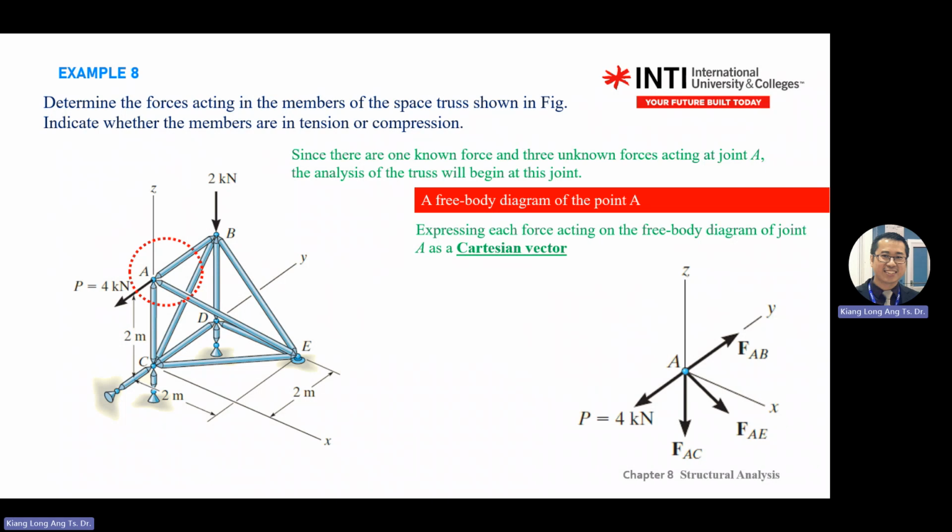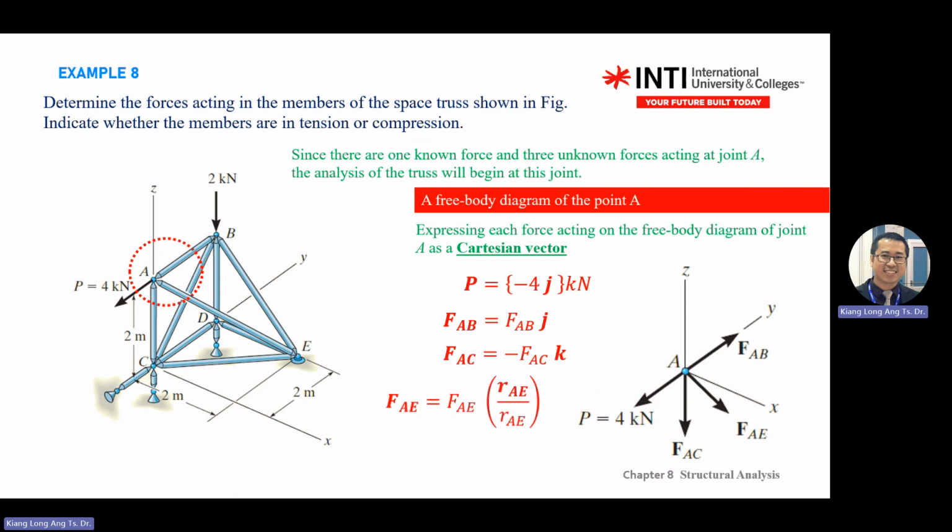Vector form, you already know. This even came out in your test one. You write F equal to FU, where U equals R divided by the magnitude of R. So P equals negative 4J kilonewton, because it's going in the negative y direction. FAB equals FAB J, since AB is along the y-axis. FAC equals minus F in the K direction.